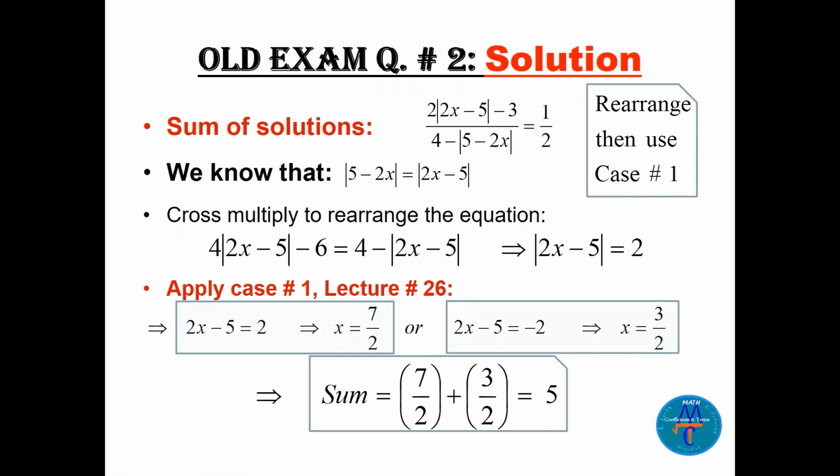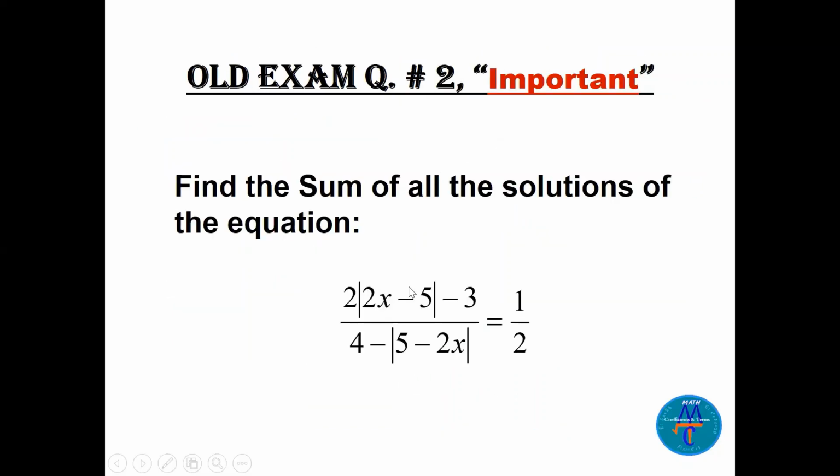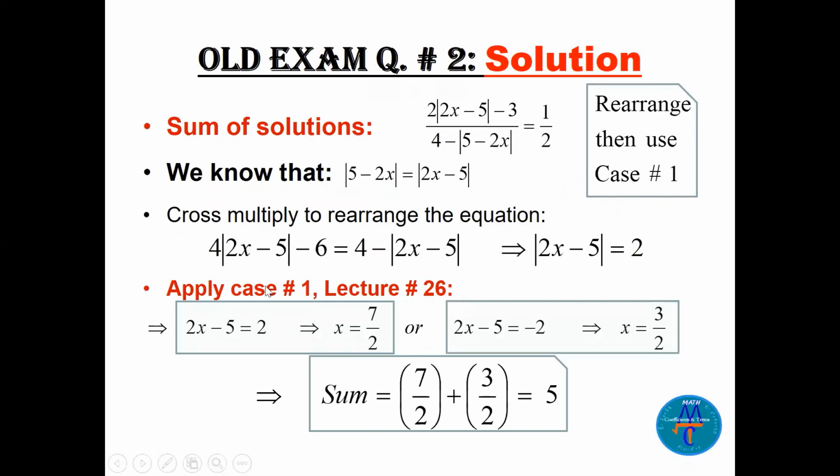So we cross multiply. Oh, we have noticed here, I did not mention, absolute value of 2x minus 5, absolute value of 5 minus 2x. These are the same. We know that absolute value of a minus b equals absolute value of b minus a. So now you can change any one to be the other. Either this one change it to this or this one change it to that. No problem. Now cross multiply here.